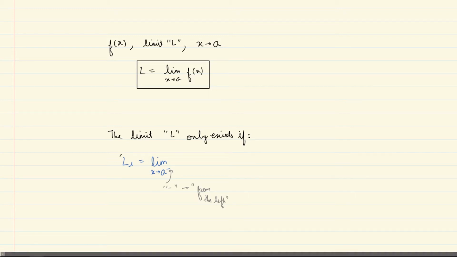So this limit from the left of A has to be equal to the limit from the right. Let's call that L sub r, which is the limit as x approaches A from the right of f of x. And again, we use this plus notation for from the right. Let's look at a function where this is not the case and the limit does not exist.